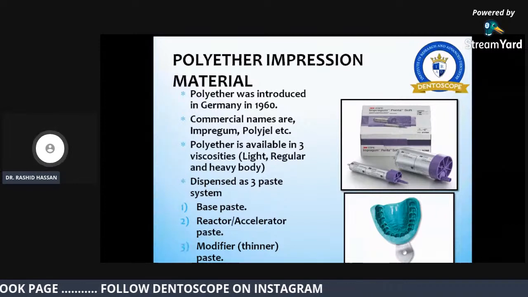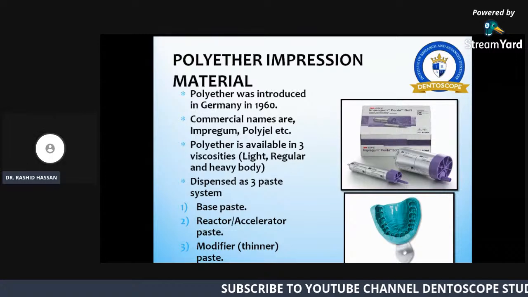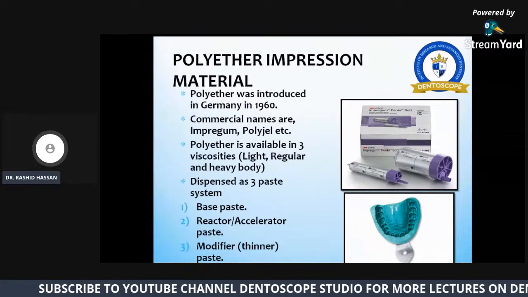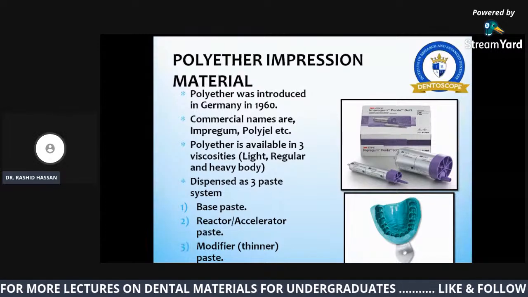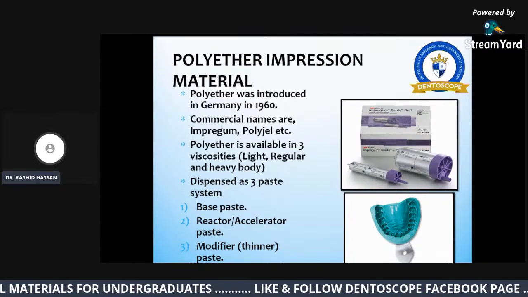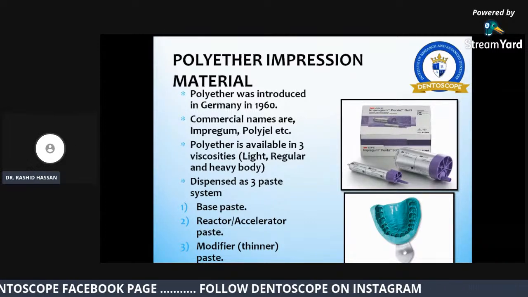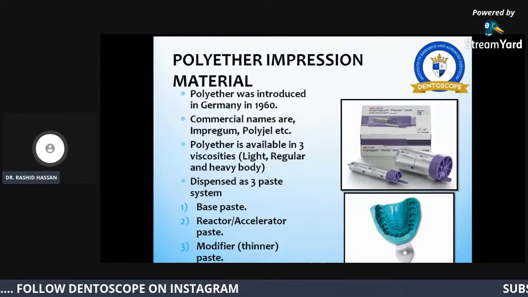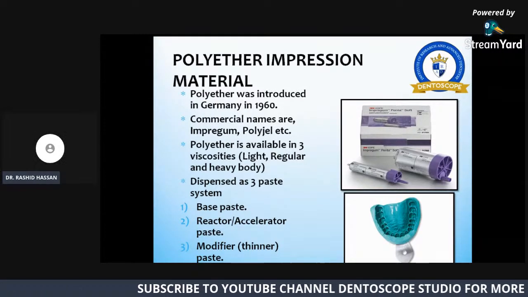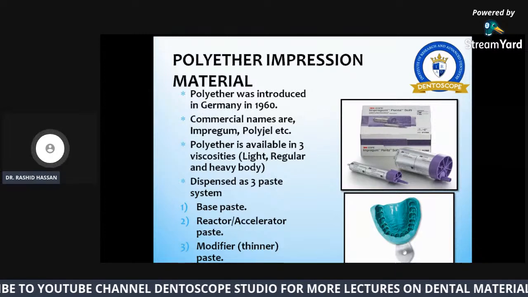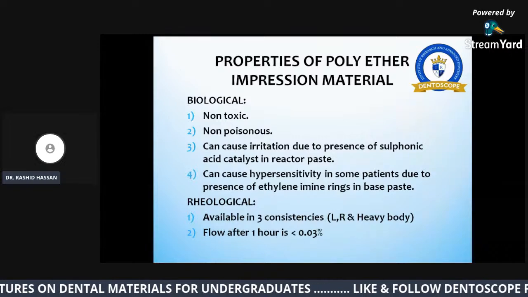Well, such viva questions seem tricky, but I would like to mention them during the course of my lecture, so you can note them down and keep these things in your mind once you prepare for your exam. Okay, it is dispensed in a three paste system: base paste, reactor paste, and the modifier paste. The modifier paste is a thinner paste, you can say, to make the mixture workable so that your assistant can easily work and manipulate the material.